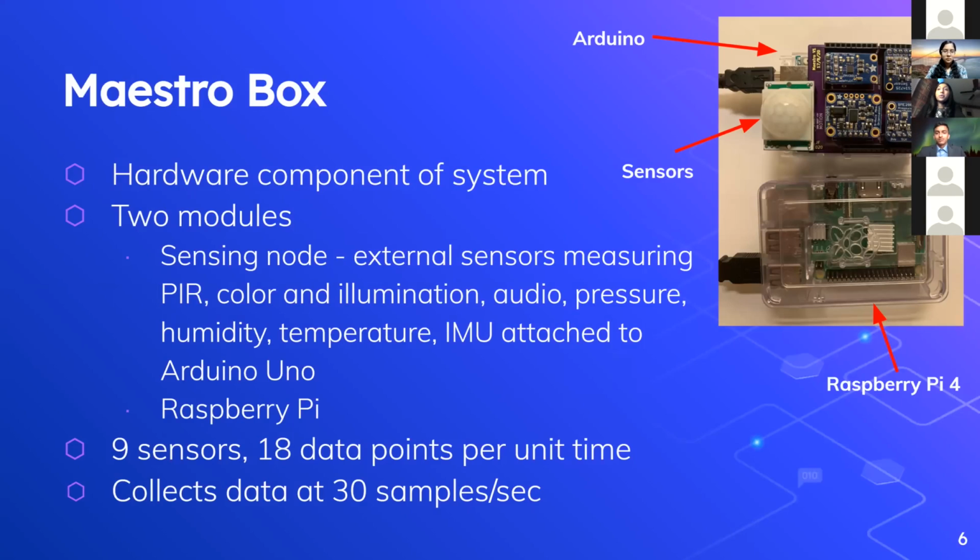The Maestro box is the hardware component of the system. It consists of two modules, the sensing node, which contains external sensors measuring PIR, which stands for passive infrared, for motion detection, color and illumination, and general properties that can be measured in the environment, such as audio, pressure, humidity, temperature, as well as IMU, which stands for Inertial Measurement Unit, and we're interested in the accelerometer and magnetometer. These are all attached to the Arduino Uno, and this unit is connected via a USB cable to the Raspberry Pi. There are 9 sensors and a total of 18 data points per unit time, and data is collected at a rate of 30 samples per second.